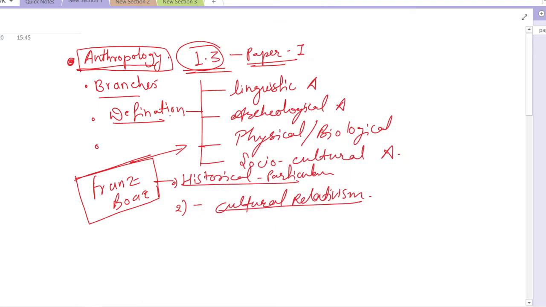Okay, so this is the first lecture of ours, and we will be starting with anthropology and its branches. This topic comes under paper 1, and the chapter is 1.3. Before starting anything, what we have to write is: what is anthropology? We should have a basic definition of anthropology. So anthropology is nothing but the study of human beings.